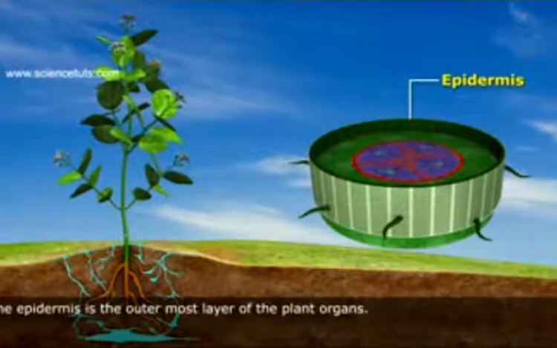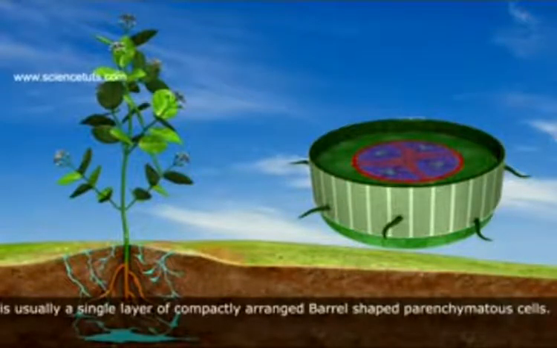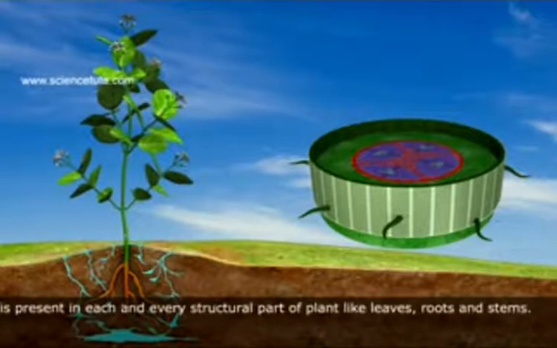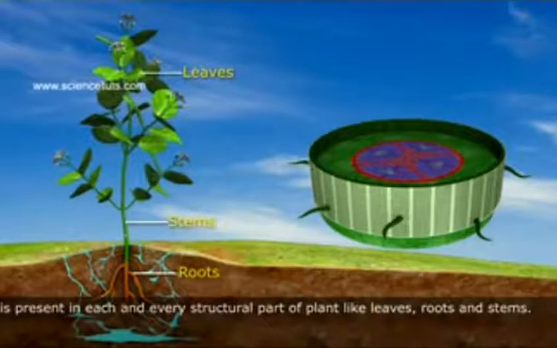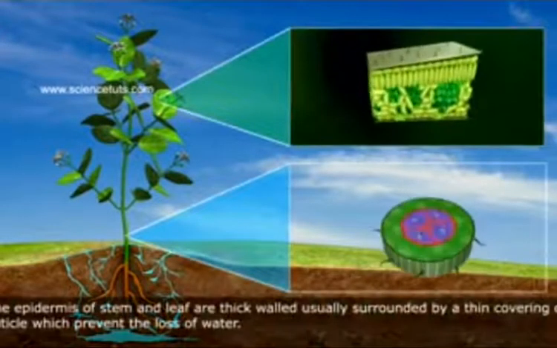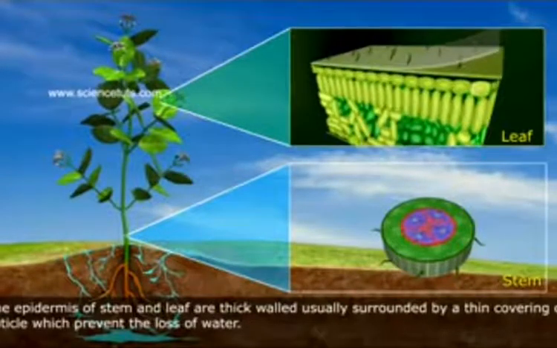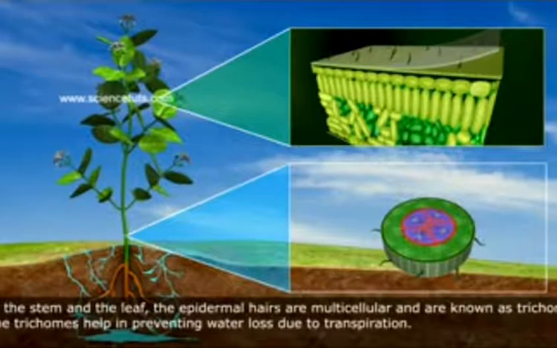Epidermis is the outermost layer of the plant body, how we have skin, no students, like that. It is a single layer, compactly arranged, made up of parenchymatous tissue. In each and every structural part of the plant body, like leaves, roots, stems, all are covered with the epidermal tissue. The epidermis of stem and leaf is thick walled, surrounded by a thin covering called a cuticle, which prevents the loss of water.